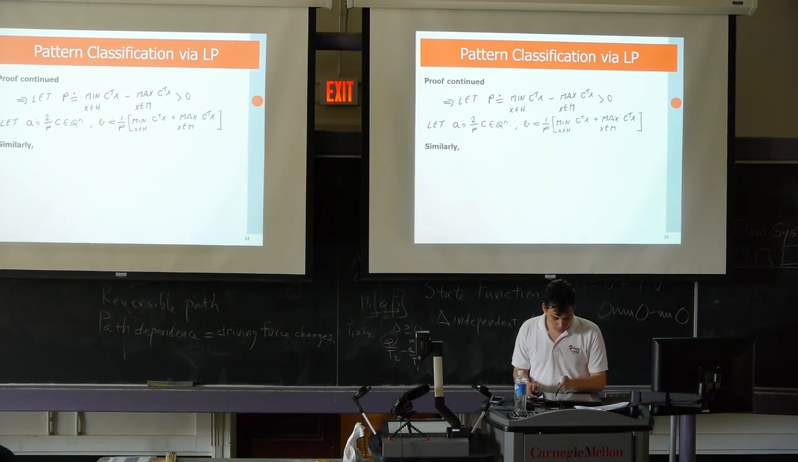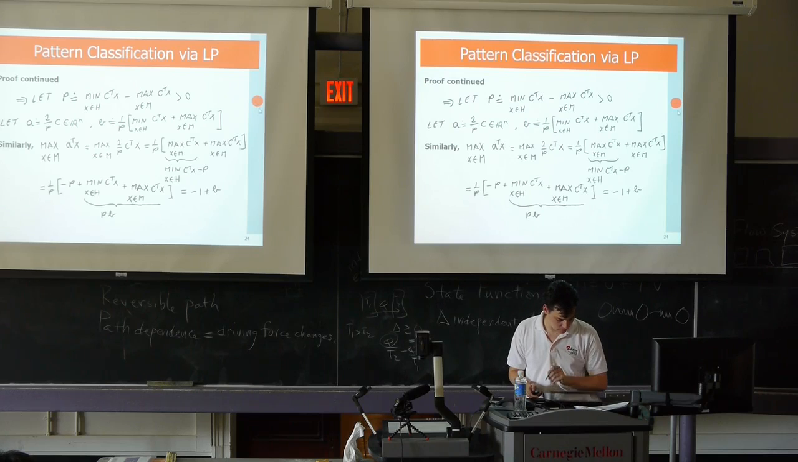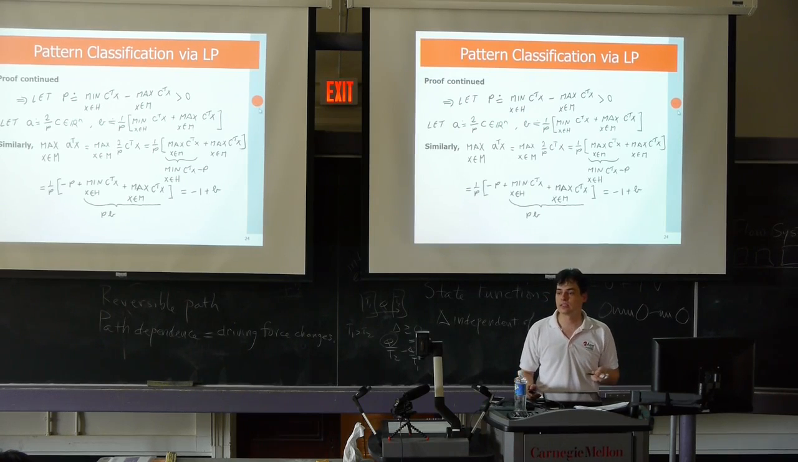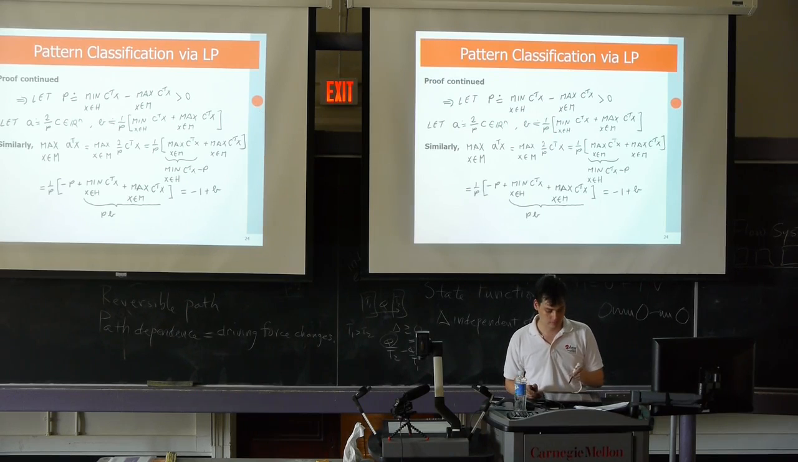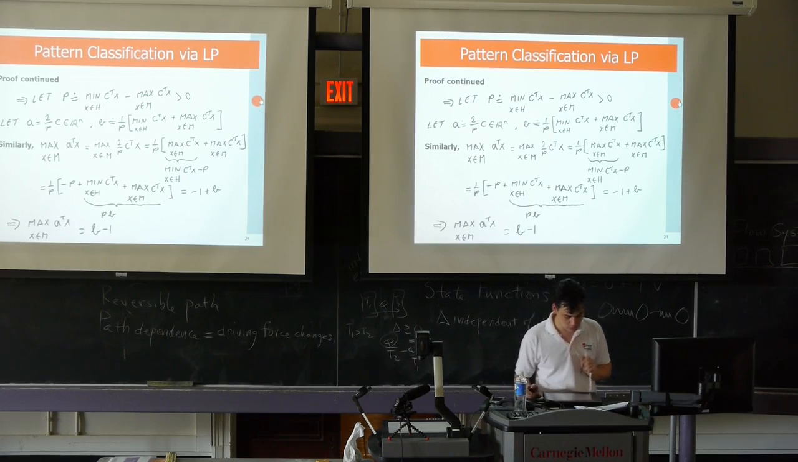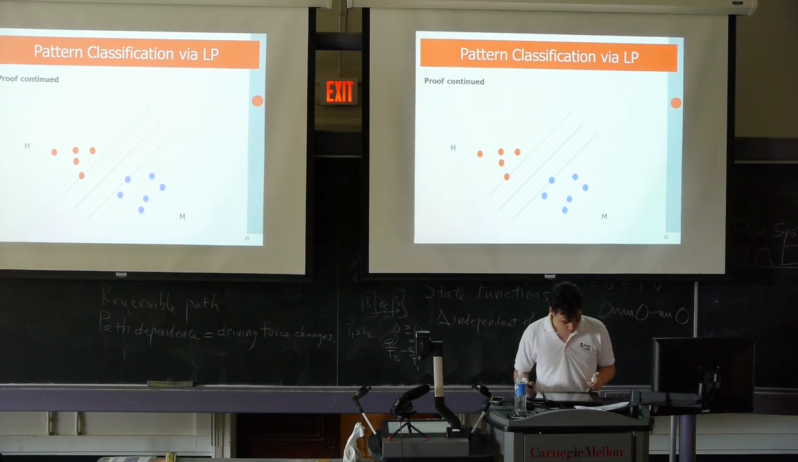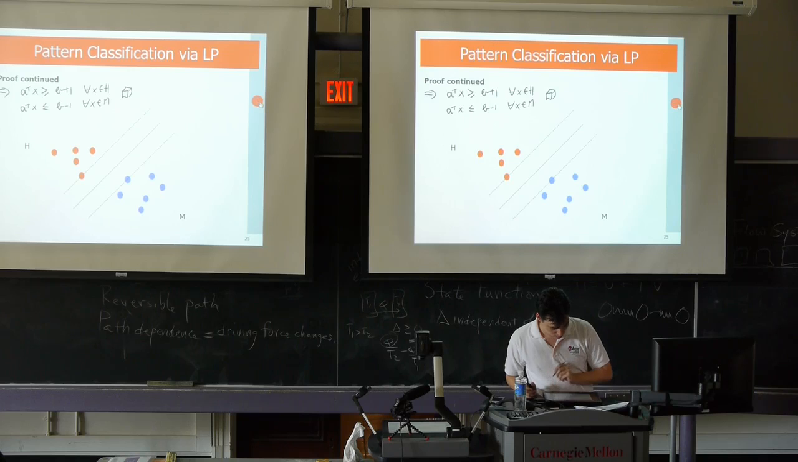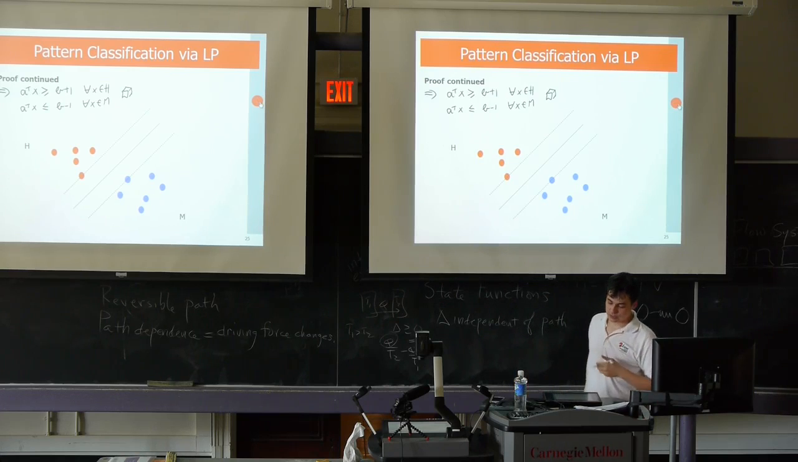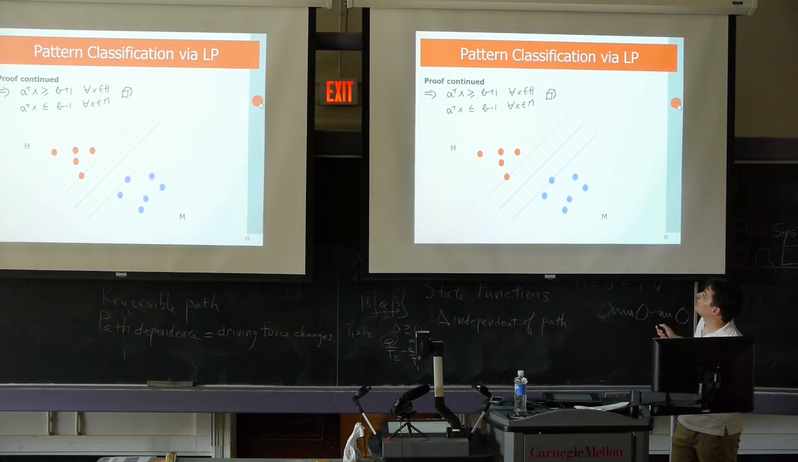So for the other direction, you just do the same thing that we did. The details are in the slides. You can check at home. Okay, but let's move on. So you can prove that the maximum of A transpose x will be B minus 1. So now what we have is, we proved that A transpose x, when x is in H, is always at least B plus 1, and when x is in M, it's at most B minus 1.